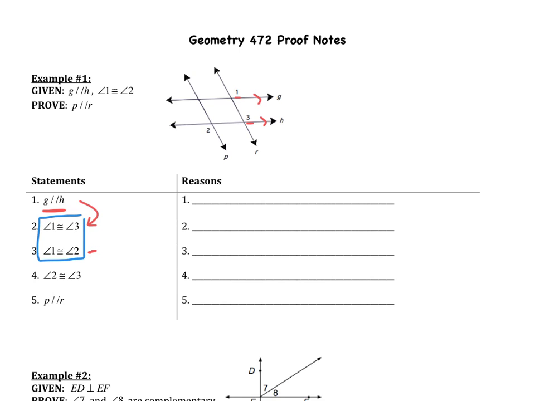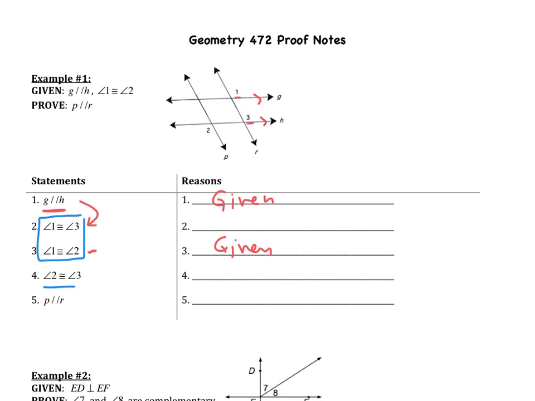What'd you say? Why is 3 congruent to 2? Because they're both congruent to angle 1. What property allows us to say that? Transitive. And so that's why line 4 has 2 congruent to 3. Okay, so do you see kind of the order in which they put it? So even though reason number 1 is given, they didn't put the second given as line 2, they put it as line 3 because they wanted you to use the concept of the parallel lines.